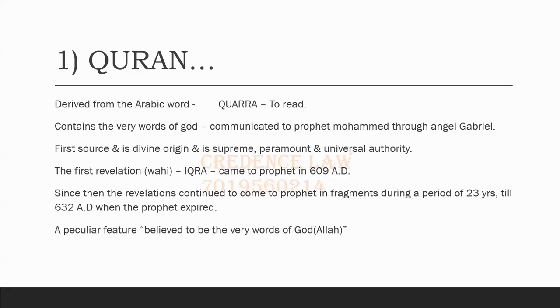The first revelation which was given to the Prophet was the term Iqra. Iqra means to read. Actually, there is one IAS academy by the name Iqra. It is influenced by this term Iqra. Iqra means to read, so Islam gave importance to knowledge. So the first revelation, Wahi, which was given to the Prophet was Iqra. It came to the Prophet in the year 609 AD.